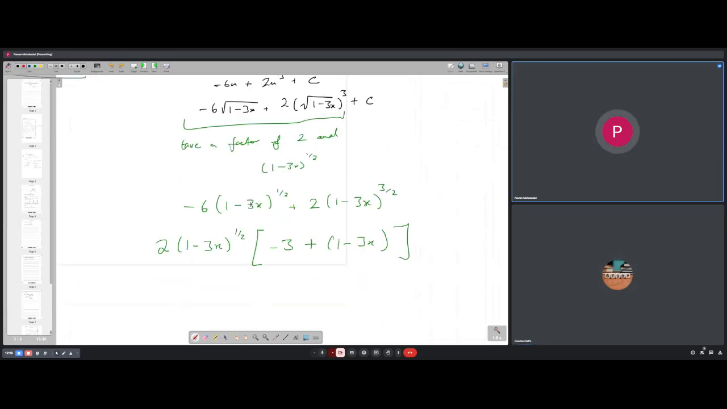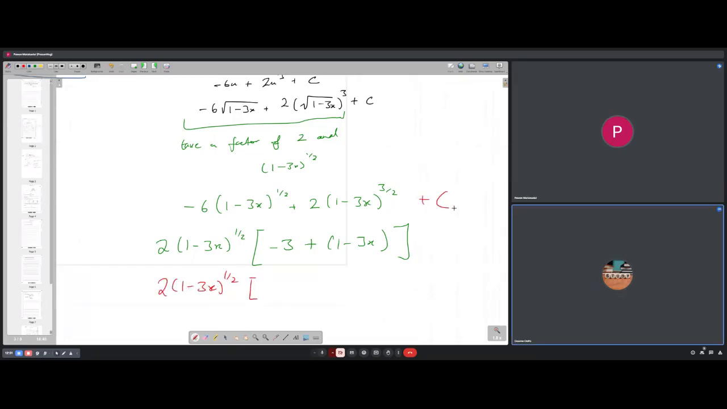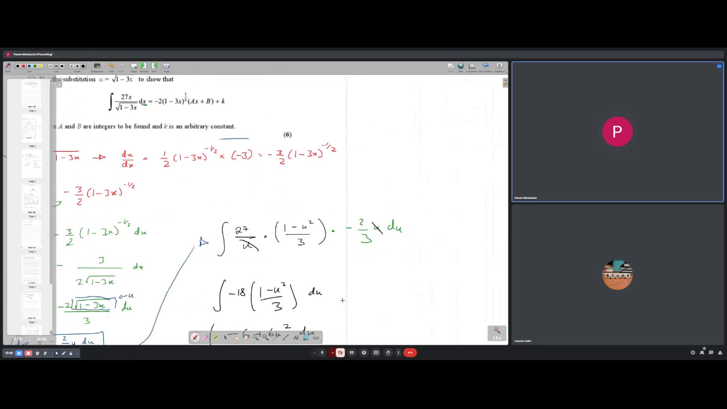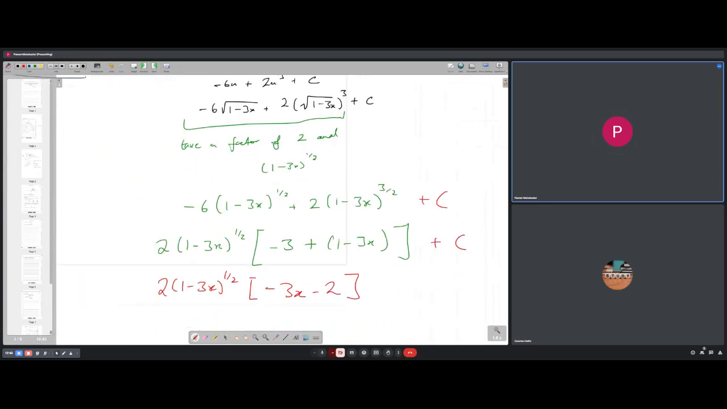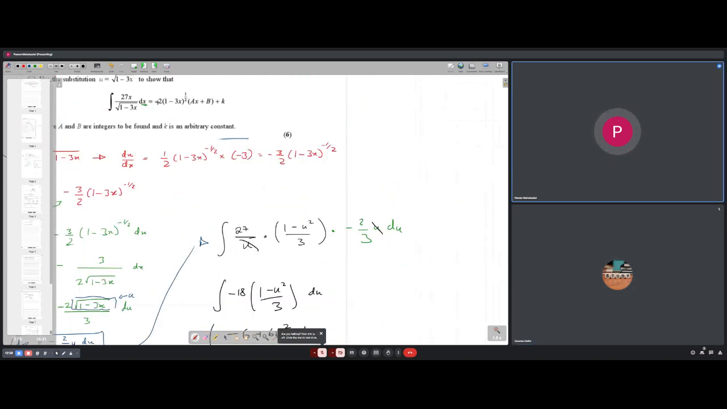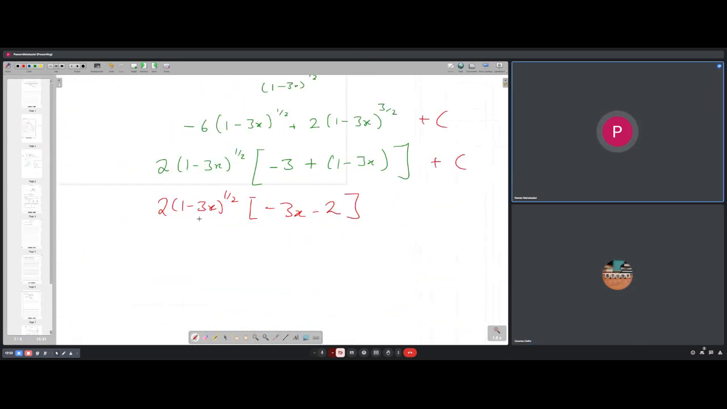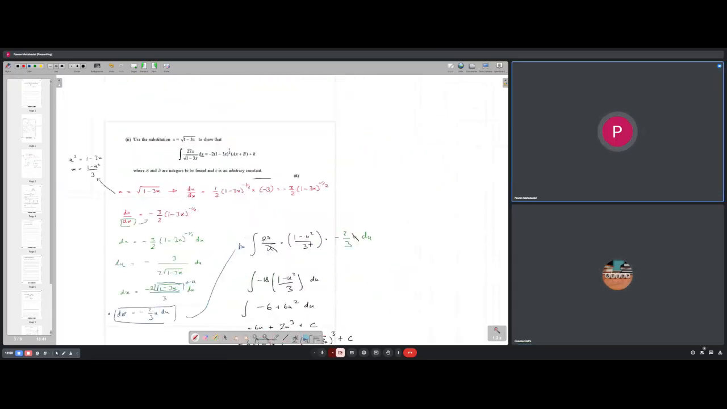So with that, now you can just simplify that. It's 1 minus 3x to the power of a half. And all of this, make sure you put the plus c. What would that be? That would just be minus 3x plus 2, or minus 2, sorry. Oh, 1 second, sorry. They took out a factor of minus 2, right? So actually, it should be 3x plus 2. Does that make sense? Yeah, so A is 3, B is 2.